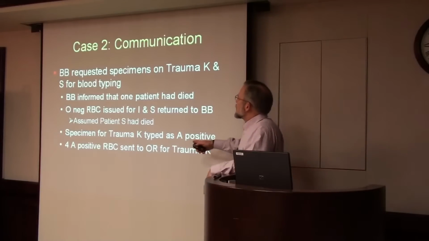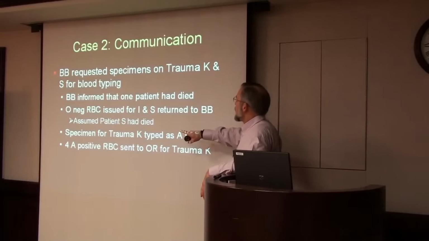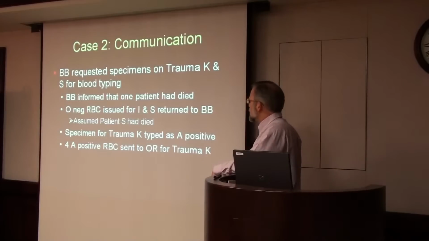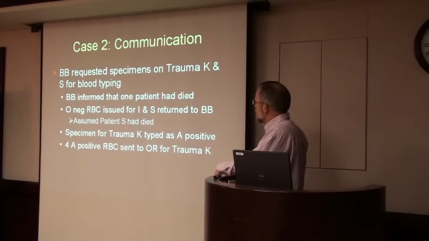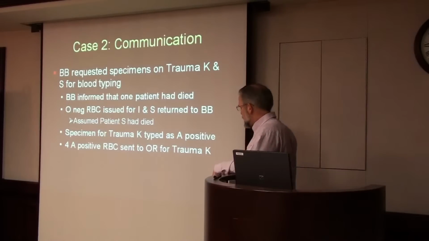So we got a specimen for trauma patient K, and we typed it as Group A positive. And then we sent 4 A positive red blood cells to the operating room for the patient that we presumed was trauma K.